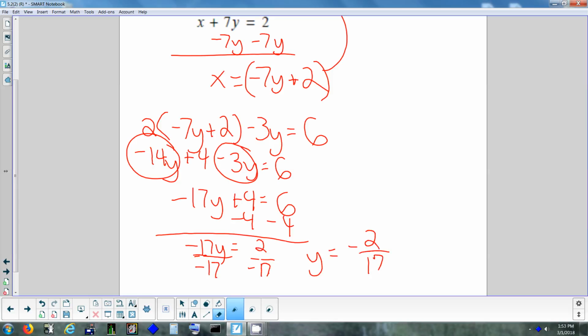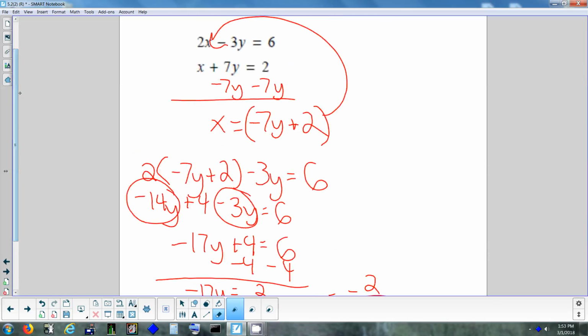Now I'm gonna take this and plug it back in to the one I rearranged. So the one I rearranged is here. I'm gonna plug in for y. So x equals negative 7 over negative 2 over 17 plus 2. Now guys, I'm not gonna go through the whole thing of solving this with the fraction right now. Can we leave it?